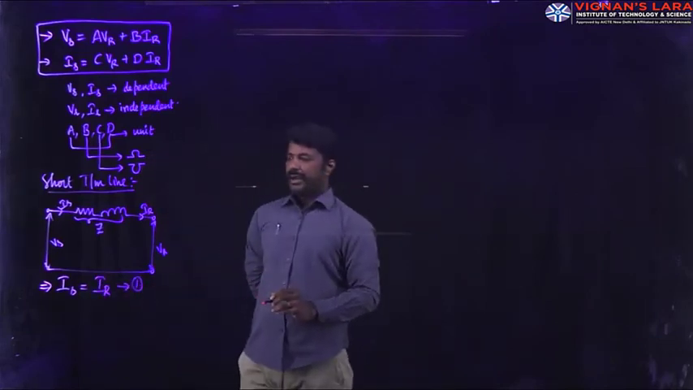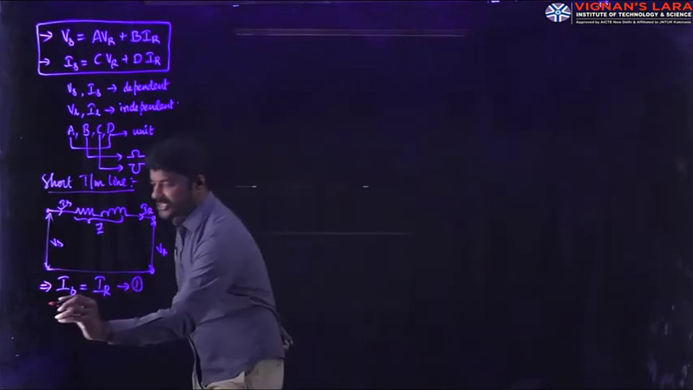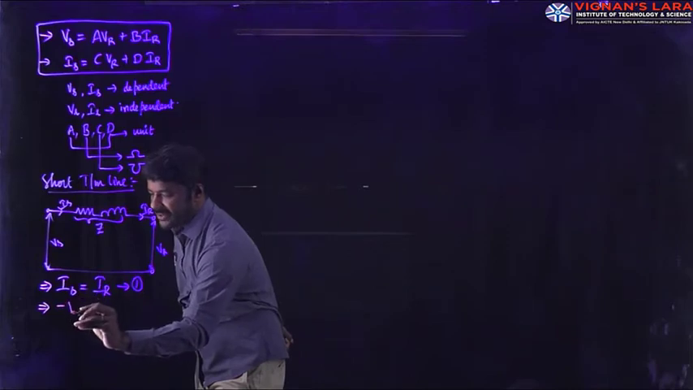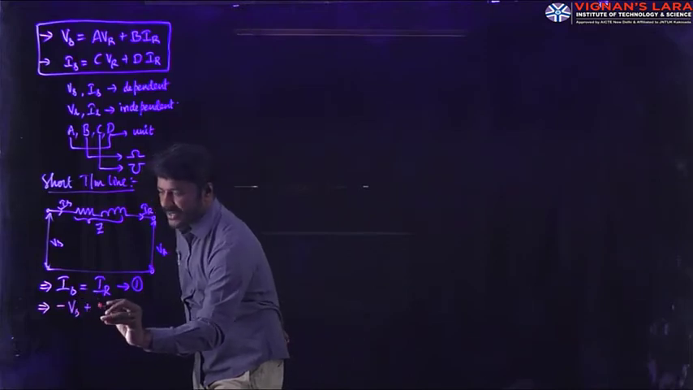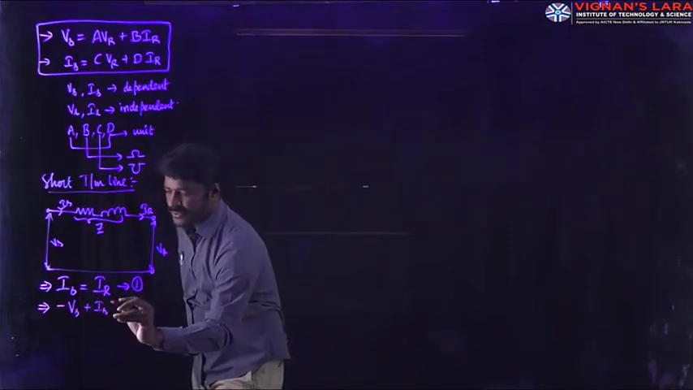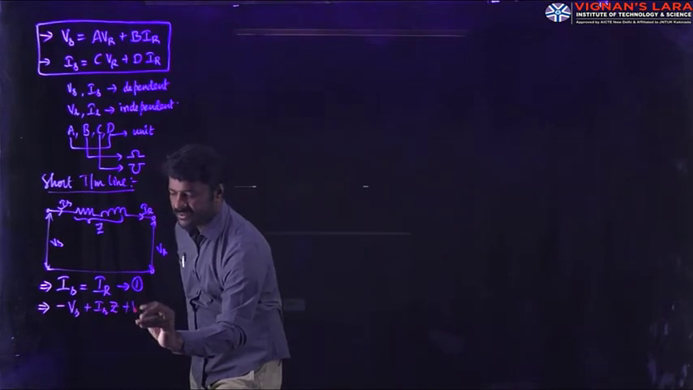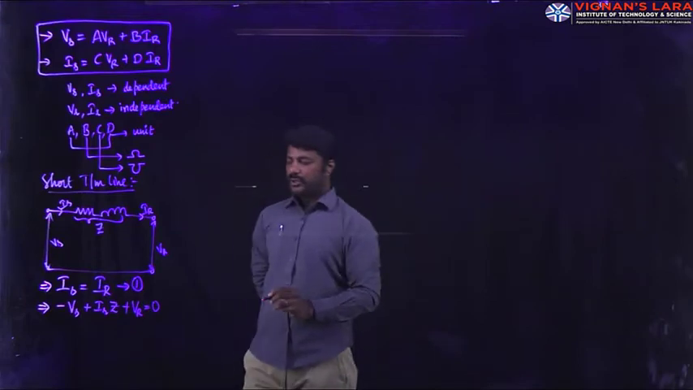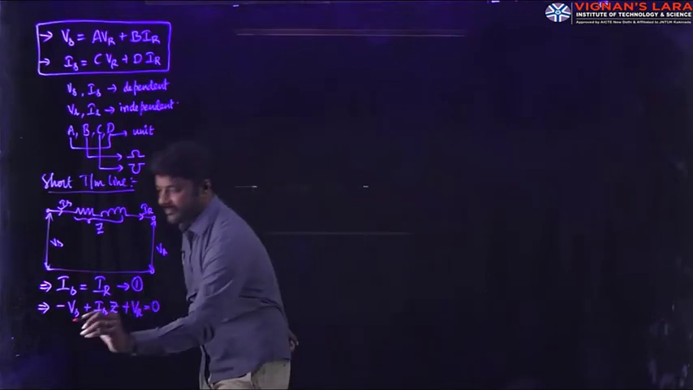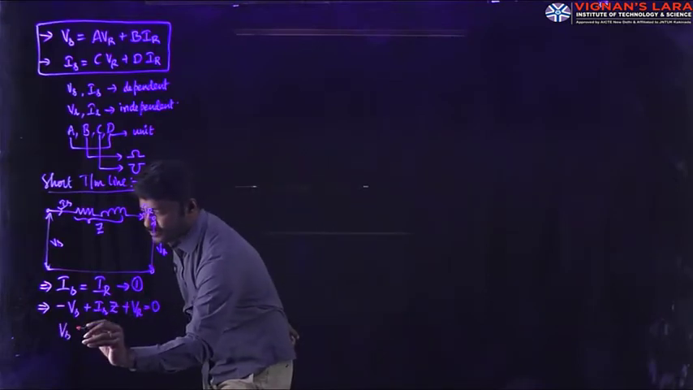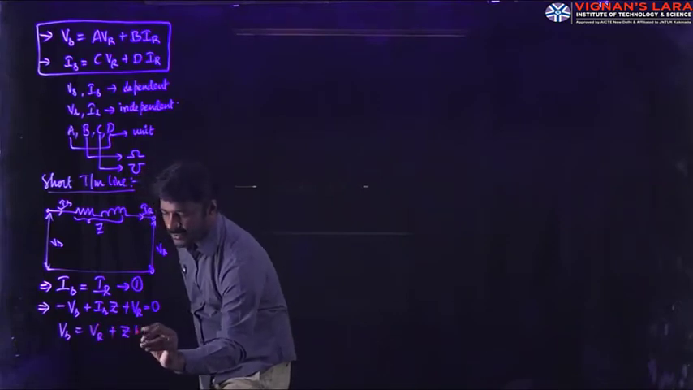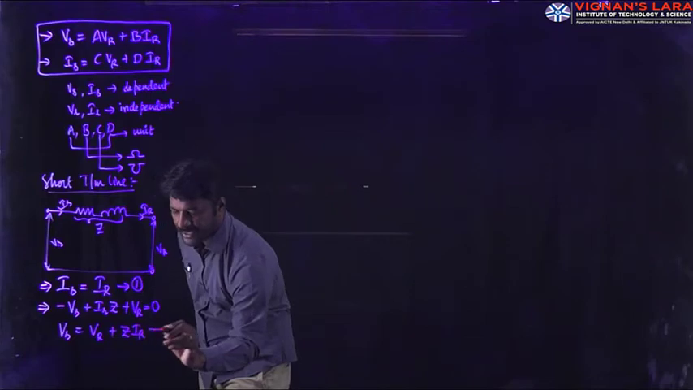And coming to the sending end voltage, on applying KVL, its value is minus Vs plus IR into Z plus VR is equal to 0. So the voltage Vs can be written as Vs is equal to VR plus Z into IR. Let it be equation 2.